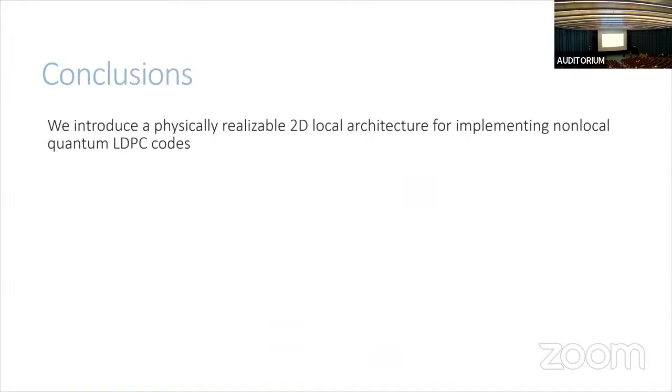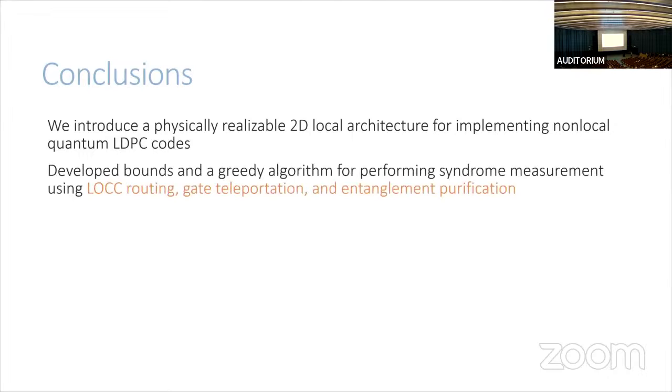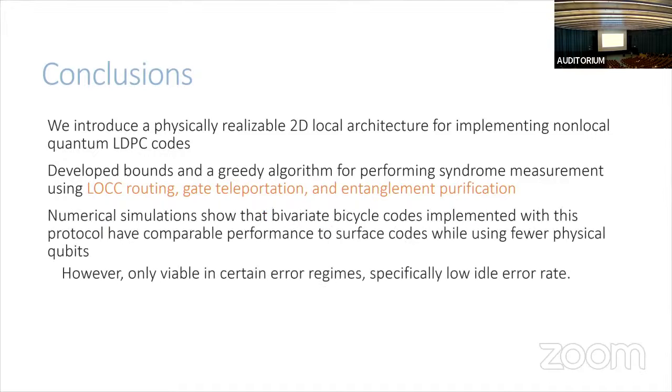So in conclusion, we've introduced a physically realizable 2D local architecture for implementing non-local quantum LDPC codes. We've developed bounds and a greedy algorithm for performing syndrome extraction circuits using LOCC routing, gate teleportation, and Tailwind purification. And with circuit level numerical simulations, we showed that bivariate bicycle codes implemented in the scheme have comparable performance to surface codes, but they use fewer qubits.